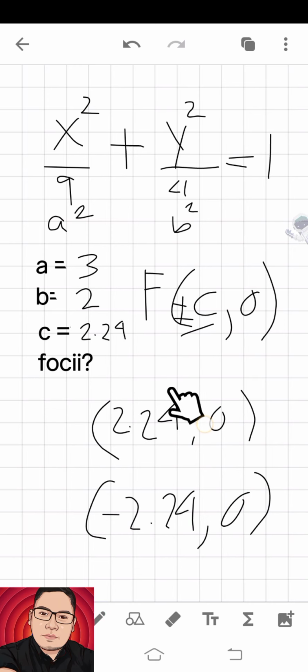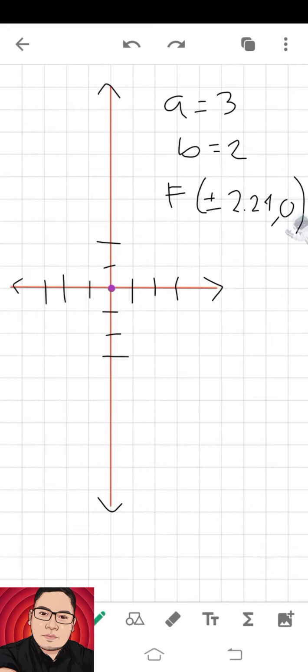And then we have the coordinates of our foci: positive 2.24, 0 and negative 2.24, 0. So you can now plot those points, or you can now graph our ellipse. Well, now let's graph our ellipse. Since we have all the variable values, we can now graph our ellipse.